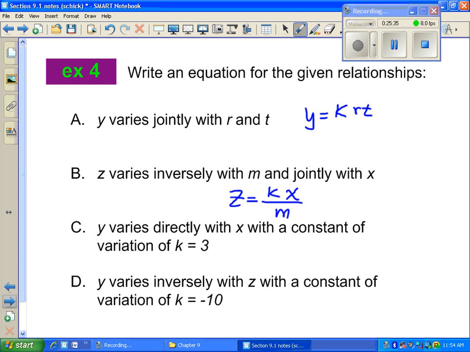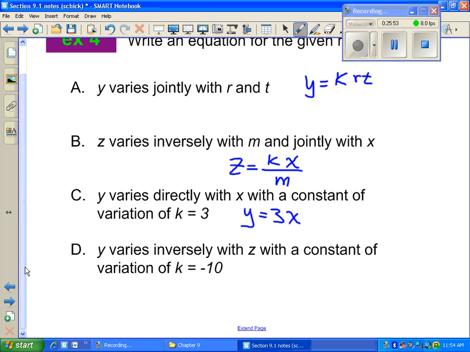Y varies directly with X with a constant of variation of K equals 3. That's direct variation. And lastly, Y varies inversely with Z with a constant of variation of K equals negative 10. So Y varies inversely with Z. The constant of variation is negative 10.